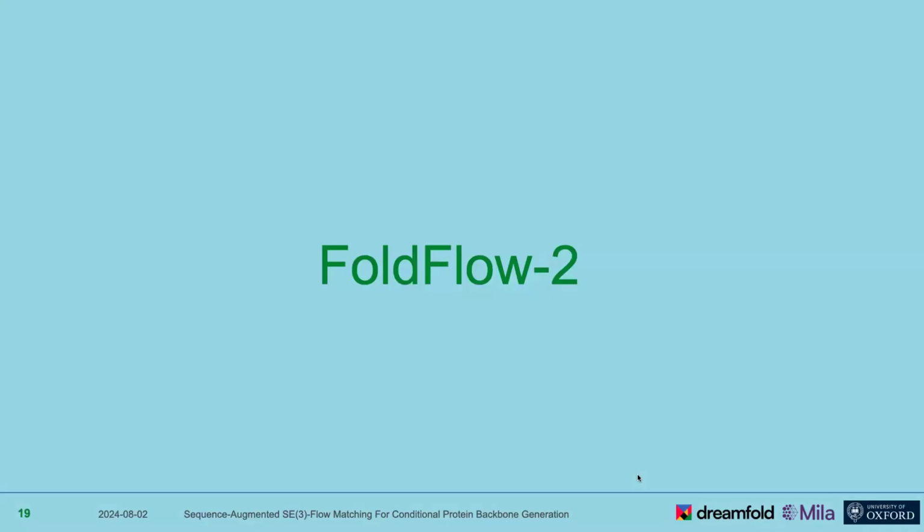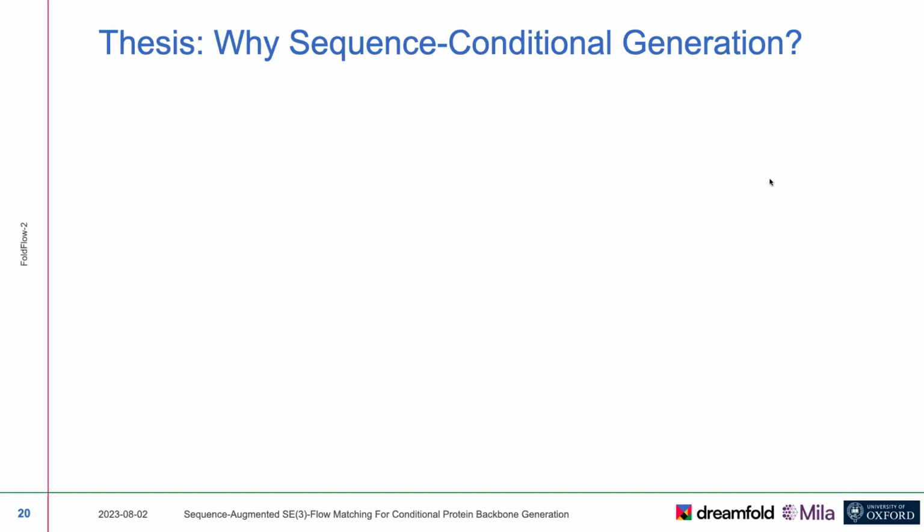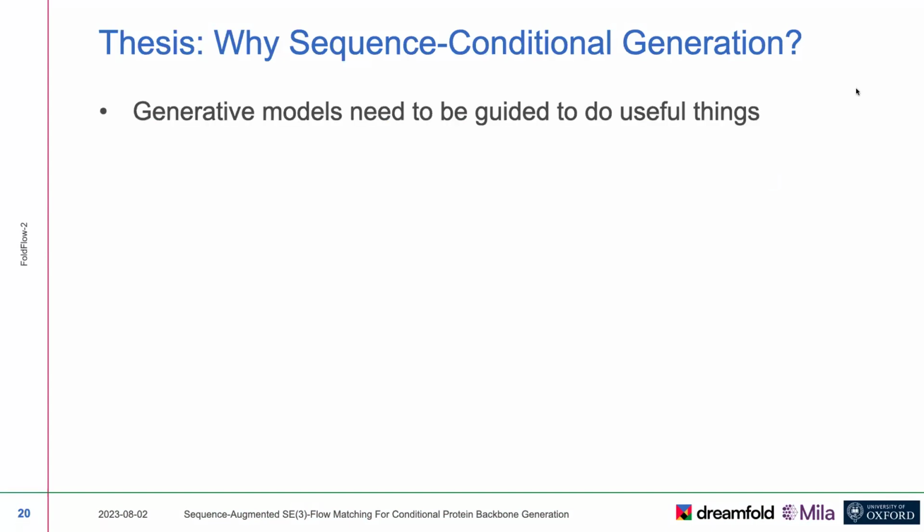So now James will follow with FoldFlow-2. Yep, thanks, Guillaume. So that's the general setup. Before getting into the actual details, I just wanted to hopefully argue why sequence conditioning is a good idea. As a general statement, I think it's probably true that most generative models need to be conditioned or guided to do useful things. An image generator is not that useful unless you can tell it which images to generate. Same thing with text, and same thing with proteins as well.